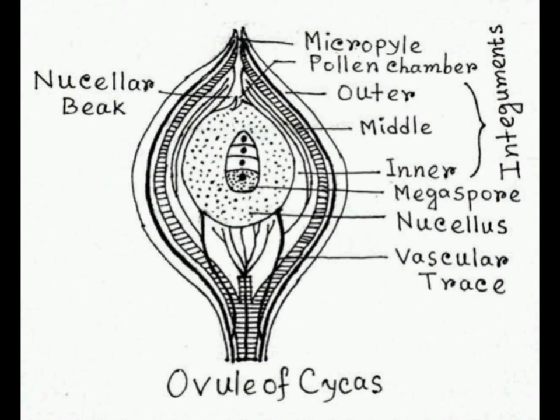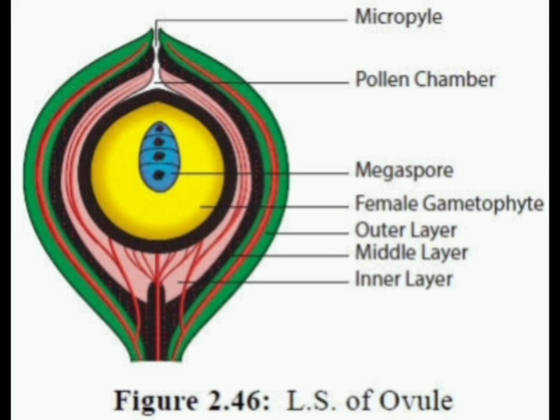Then there is a middle yellow stony layer, which is termed the sclerotesta, and then there is an inner fleshy layer. So the outer and innermost layers are fleshy, whereas the middle layer is said to be the stony layer and is termed the sclerotesta. The outer and innermost fleshy layers are provided with vascular strands or vascular supply, whereas the middle stony layer lacks any vascular supply.